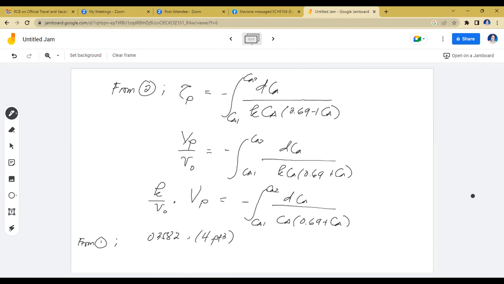So everything on the left side is known, and it will be equated to what we have on the right side. So you'll have here, from Ca1 to Ca2, negative, sorry, negative, and you have dCa over Ca times 0.69 plus Ca. So that's your last line here. You may take a screenshot of that.